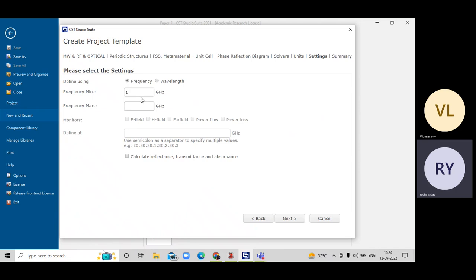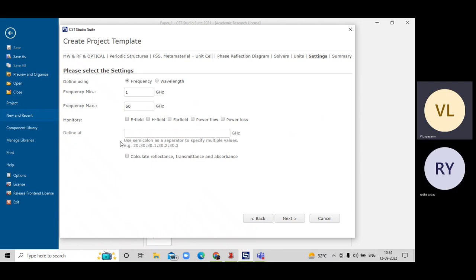So the starting and 160 gigahertz they used. And sir, the monitor, what should I monitor? Like E field. You can put 15 gig, 45 gig, like that. 15 semicolon 45. You can just put E field, and tick H field. Tick that one. Yeah, you can put whatever you want.